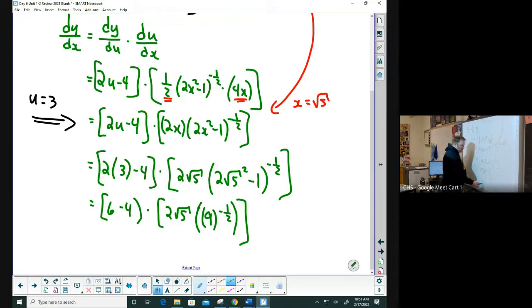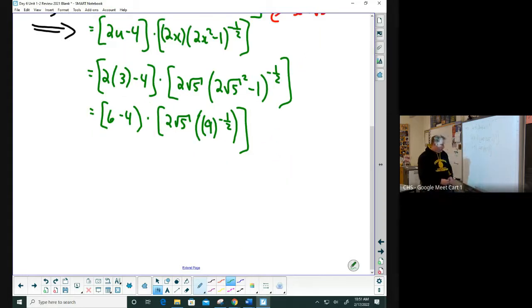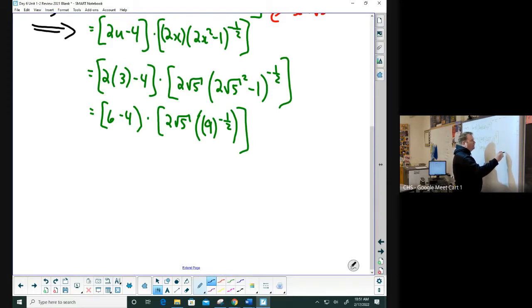Now, hopefully you remember your exponent rules from grade 11. So you could actually figure out this number on its own. It is 9 to the negative 1/2, which is 1 over 9 to the 1/2. 1/2 is square root, so it's 1 over the square root of 9. So it's 1 over 3.